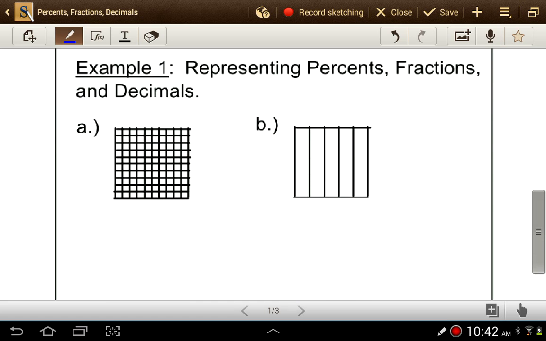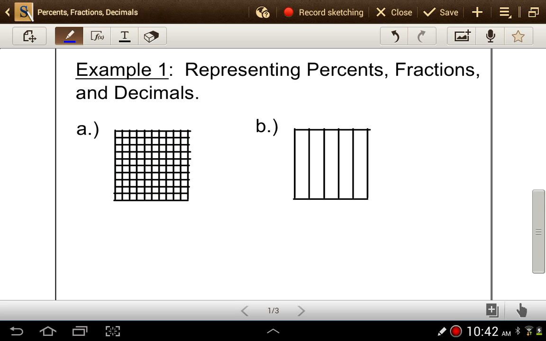Okay, example 1, representing percents, fractions, and decimals. So I have two grids here. This first grid is a 10 by 10 grid. If you count it, it's 10 across by 10 down, which means there's 100 squares. In the second grid, I have a 1 by 5, one column by 5 rows, which is going to be 5 sections, because they're not really squares. So what does each section represent?